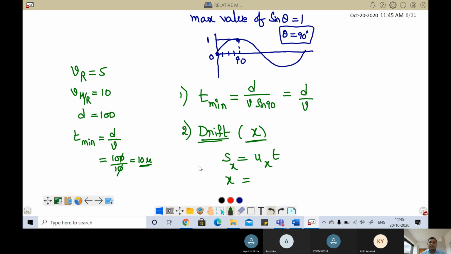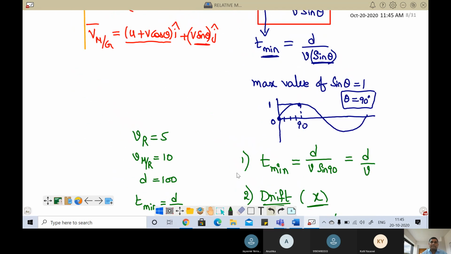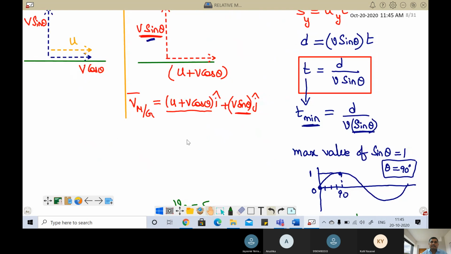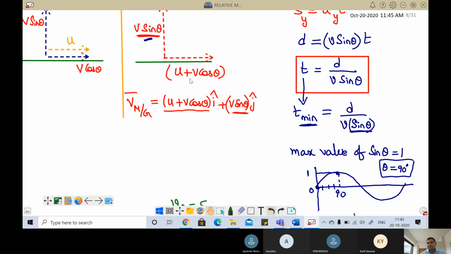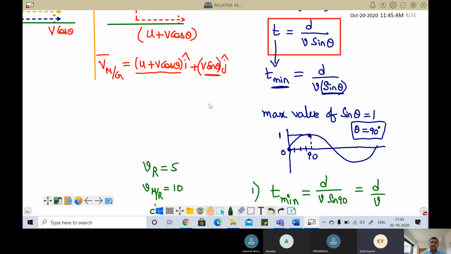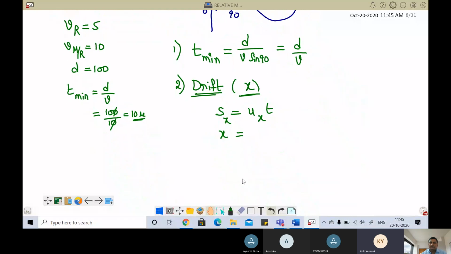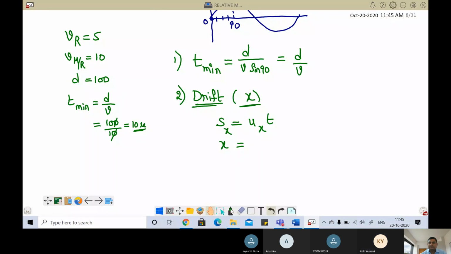What is the velocity in X direction? U plus v cos theta, sir. Correct. u plus v cos theta. I told you this one belongs to the velocity of man with respect to ground. Okay, u plus v cos theta into time.